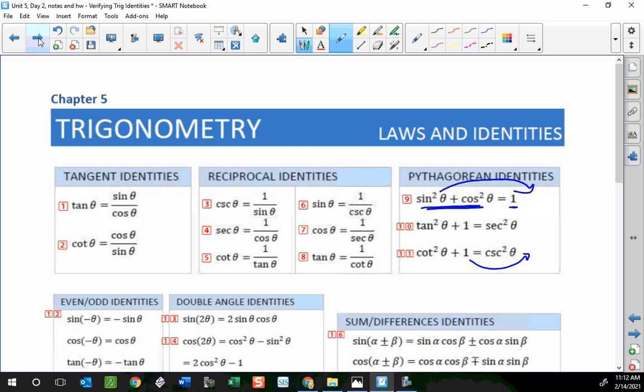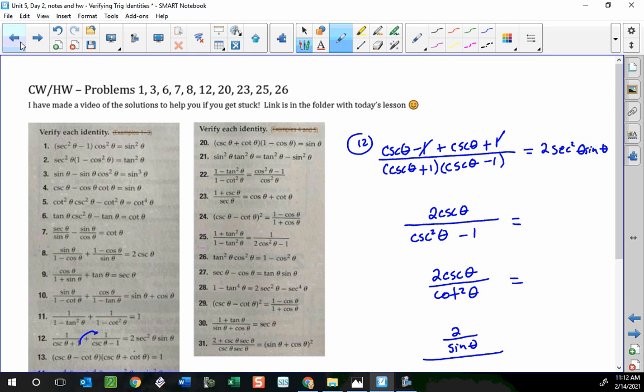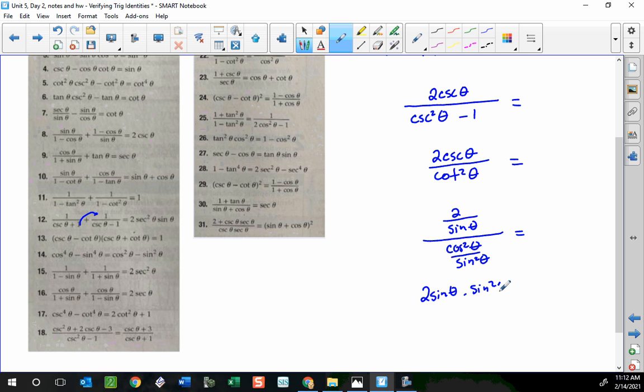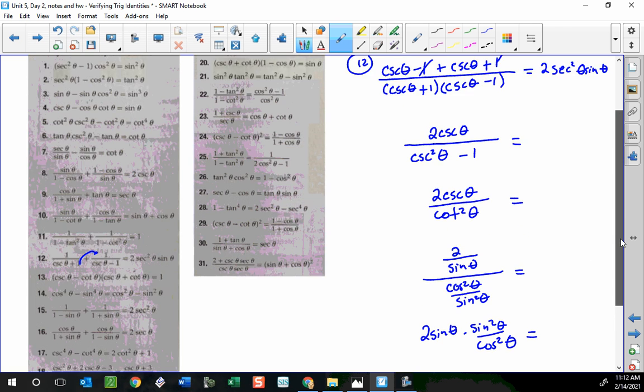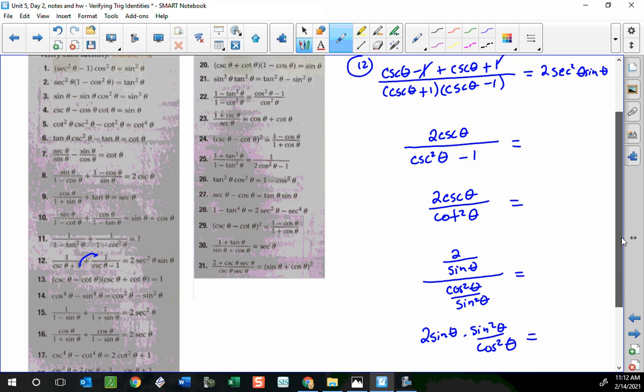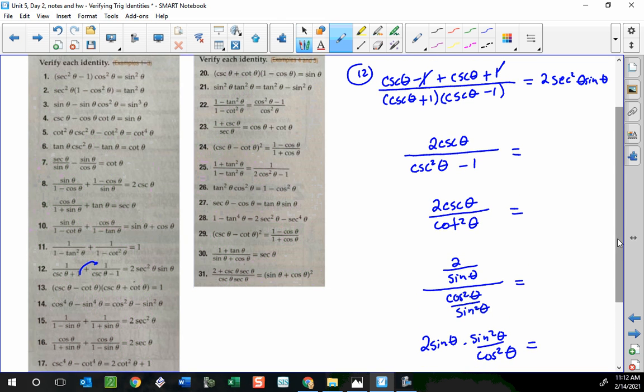Remember, cotangent is cosine over sine. So we're going to change that into cosine squared over sine squared. All right, I'm going to flip that bottom guy up. So I get 2 times sine times sine squared over cosine squared. All right, let's check out what we want right here. 2 secant times sine. 2 secant squared. I got my 2. Secant squared, so secant squared is 1 over cosine squared.